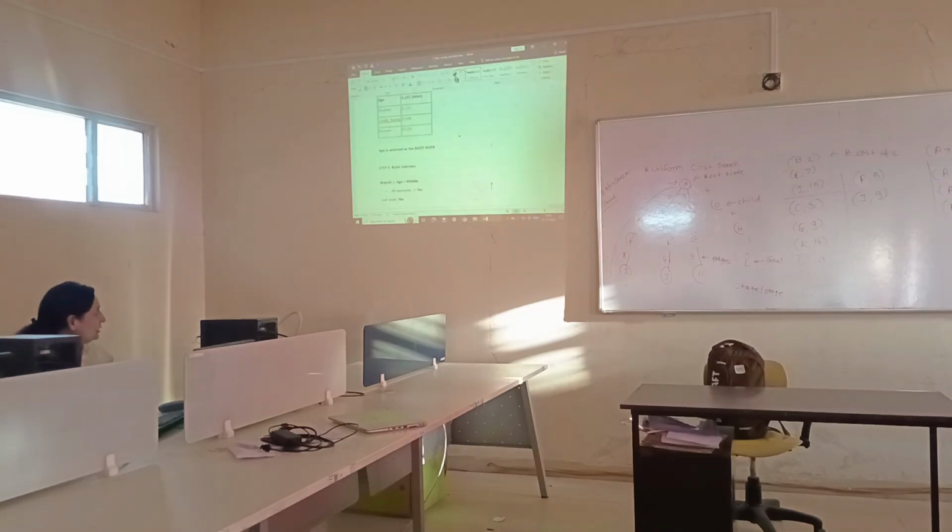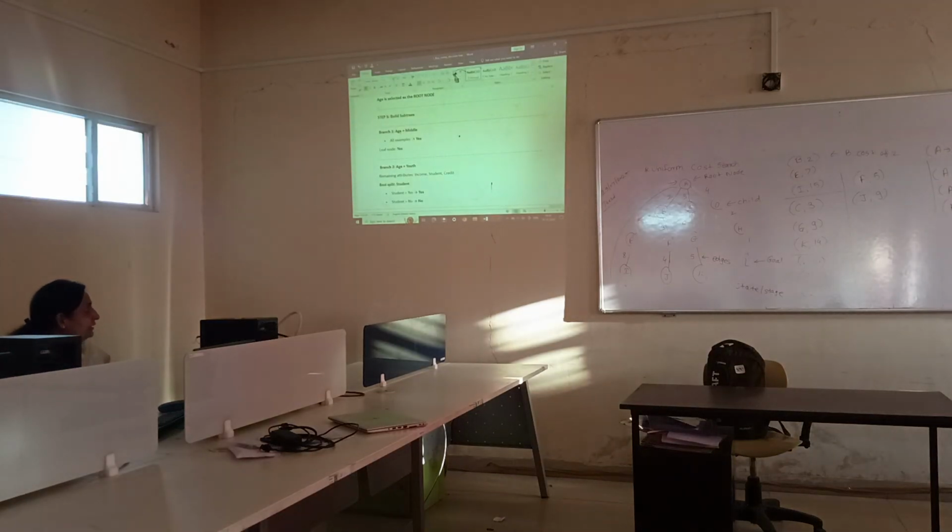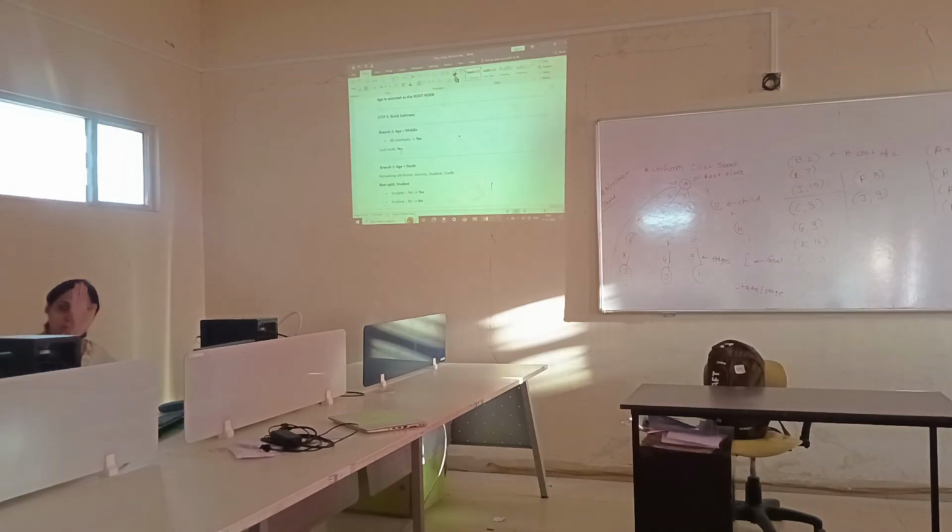Let's check it here. The root node is age now. After that, for age, middle is there, and all are yes. So the leaf node is yes. Once you get that leaf node, stop there only. Leaf node means one category only, all yes or all no in this way.